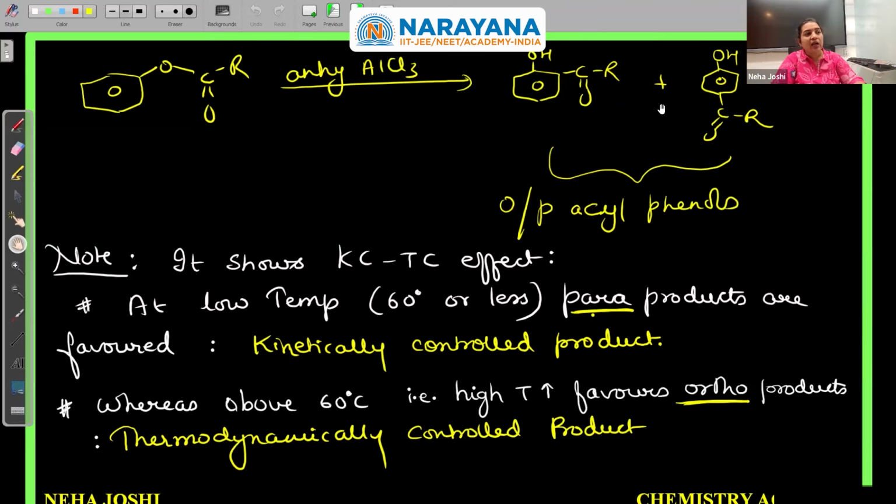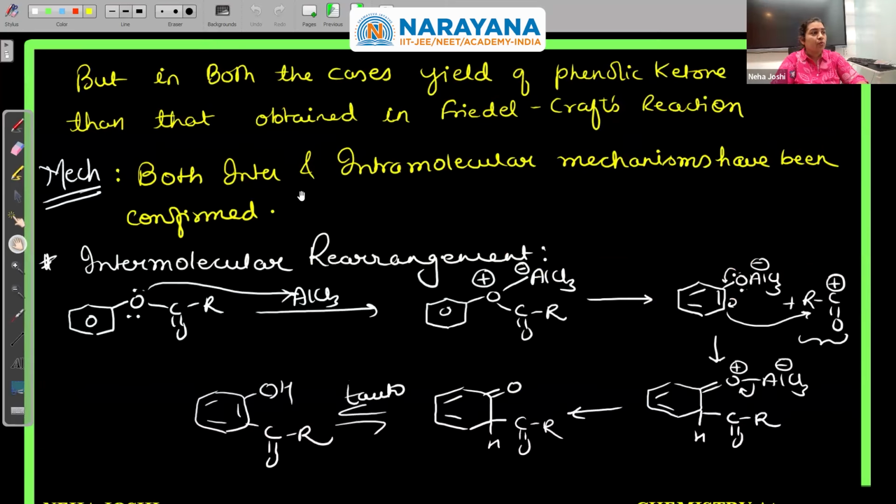That opposite is a problem. Usually we always say that this ortho is a KC and para is TC. This is a rare case where we are saying TC is the ortho one. But in both the cases, the yield of phenolic ketone is better than that obtained in Friedel-Crafts reaction.